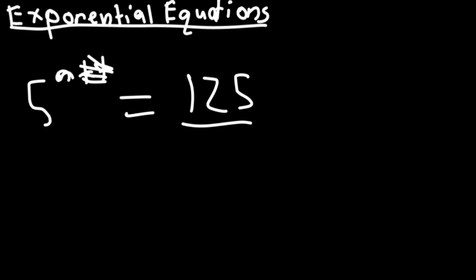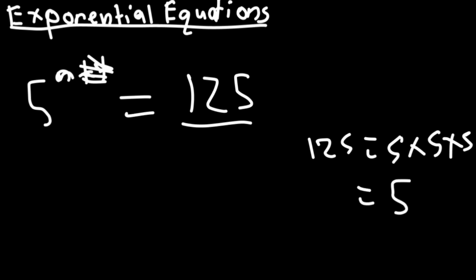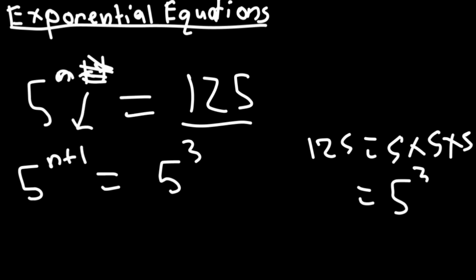So 125 is just equal to 5 times 5 times 5. So it's 5 cubed, or 5 to the power of 3. So 5 to the power of n is equal to 5 to the power of 3. And now is when the plus 1 is revived. So now we have 5 to the power of n plus 1 is equal to 5 to the power of 3. So therefore, this just means that n plus 1 is equal to 3.